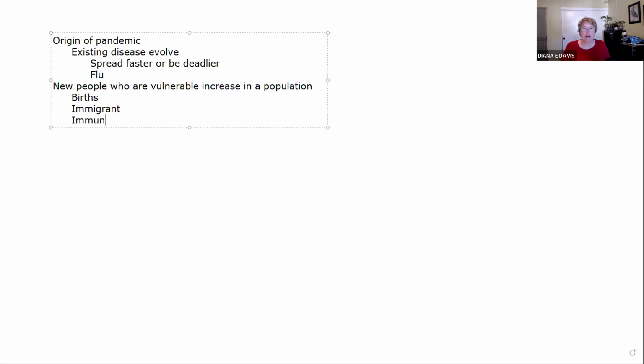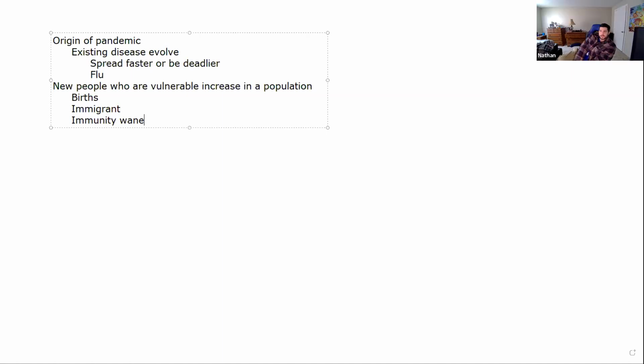Or immunity can wane. Getting a disease does not make you immune to it forever for a lot of diseases. Your immune system can remember diseases for a certain amount of time, but for some diseases, your immune system doesn't remember for very long at all.